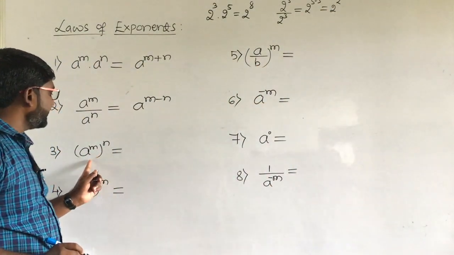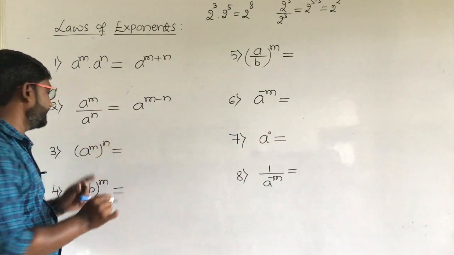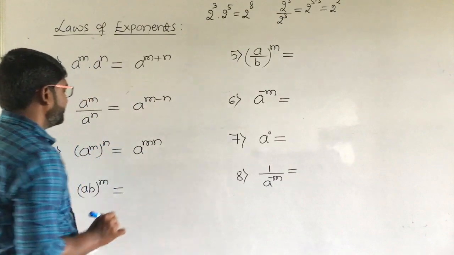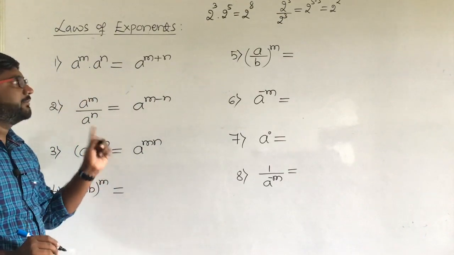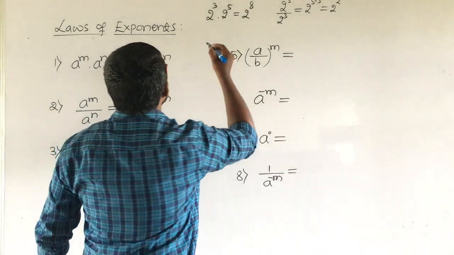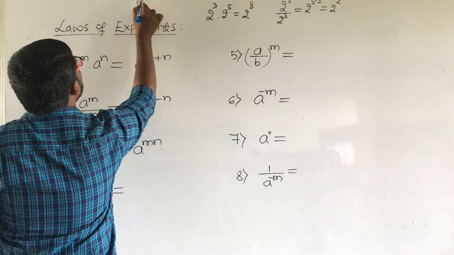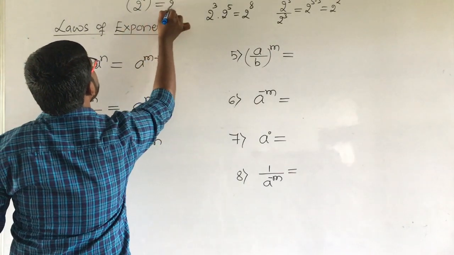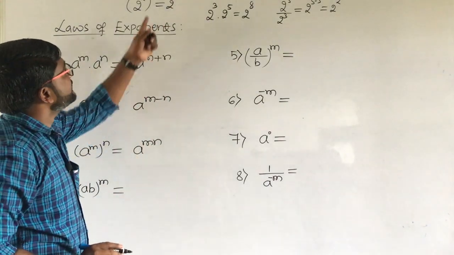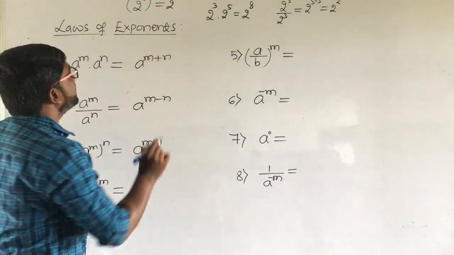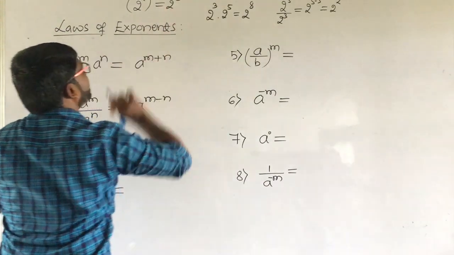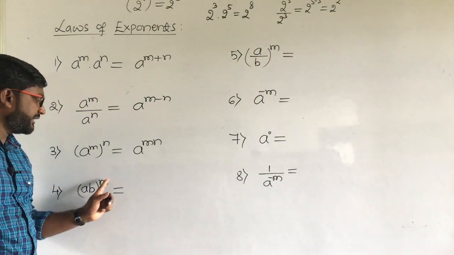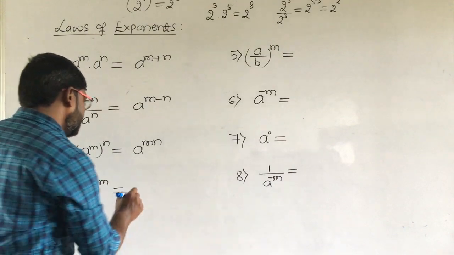Next one, it is a raised to m whole raised to n, which can be written as a to the power mn. Both the powers will be multiplied. For example, 2 raised to 2 whole raised to 3. This can be written as 2 raised to 2 into 3, it is 6. So we get 2 raised to 6.